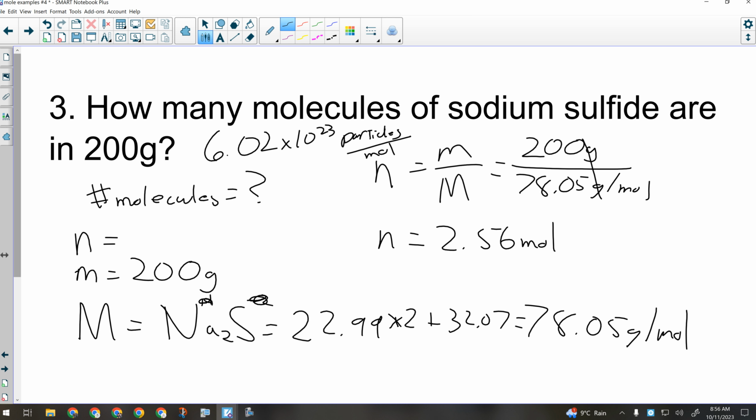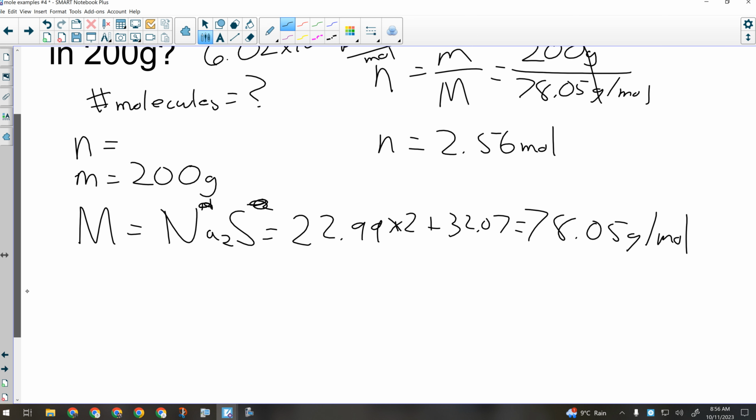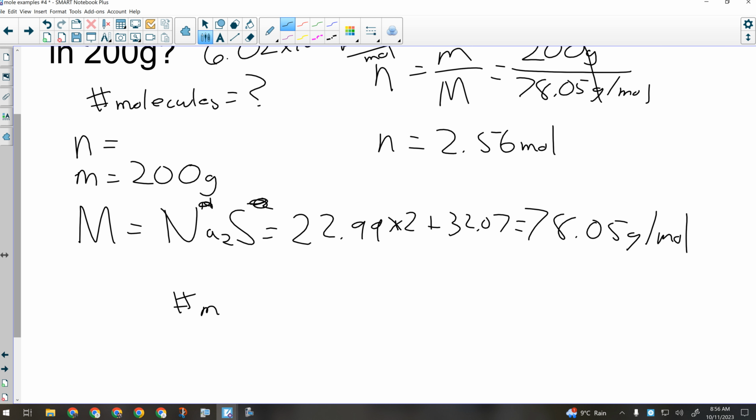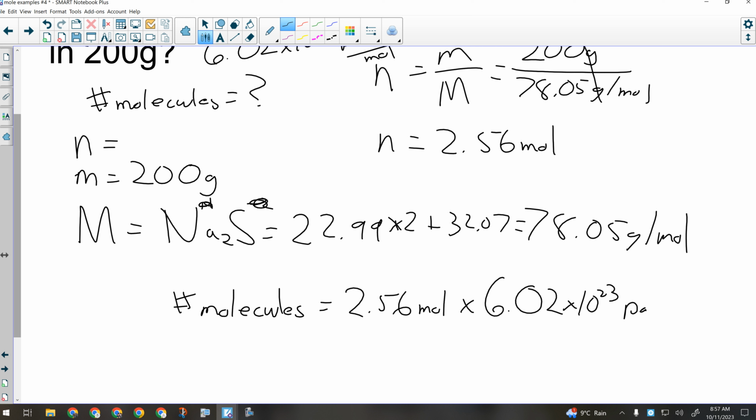If I know how many moles I have, and I know how many particles are in a mole, then I multiply those numbers together, and I will get the number of particles. In this case, the particles are molecules. So I will take my number of moles, 2.56, keeping all the decimals in my calculator, times Avogadro's number, 6.02 times 10 to the 23 particles per mole. When I multiply those together, my moles will cancel, and I'll be left with the number of particles.